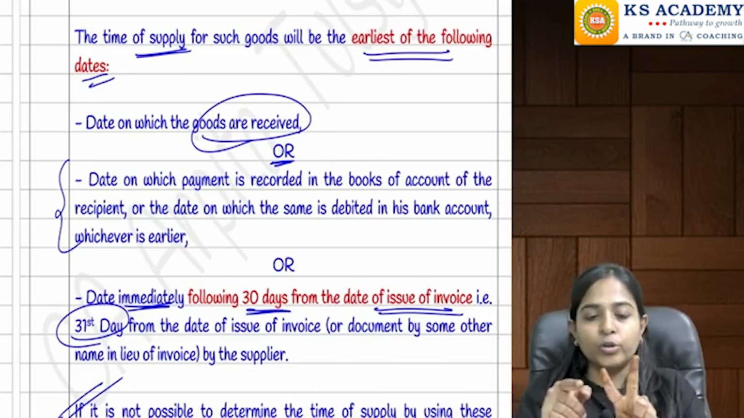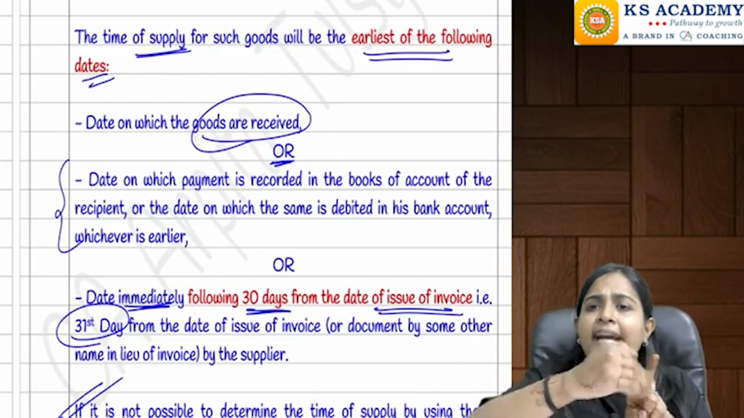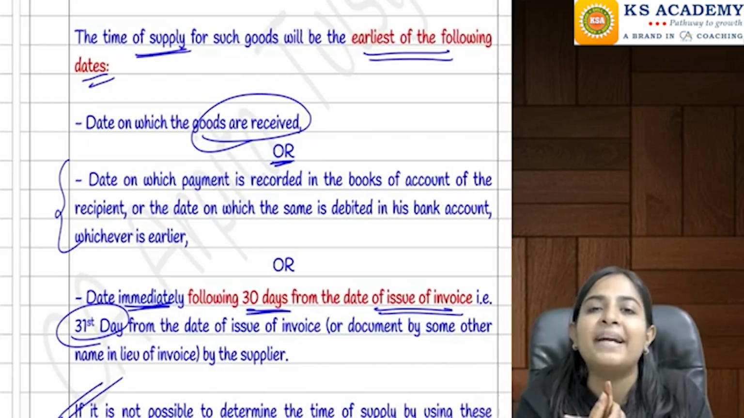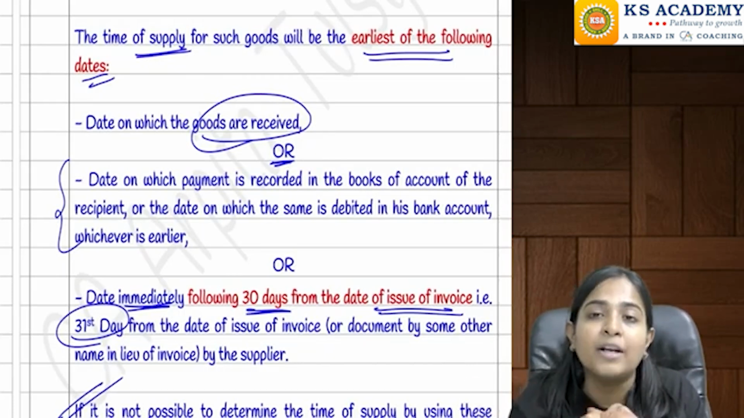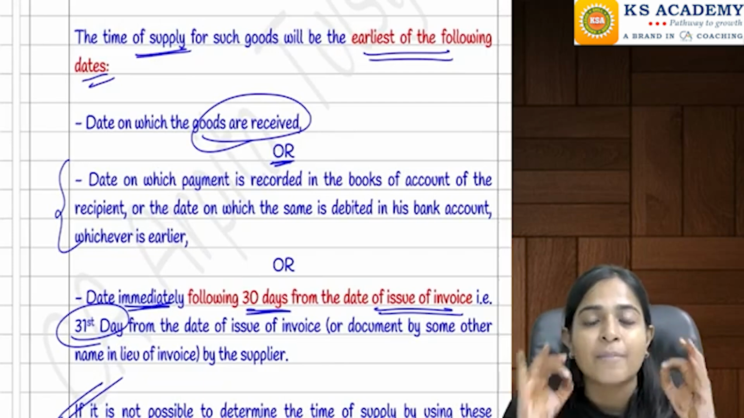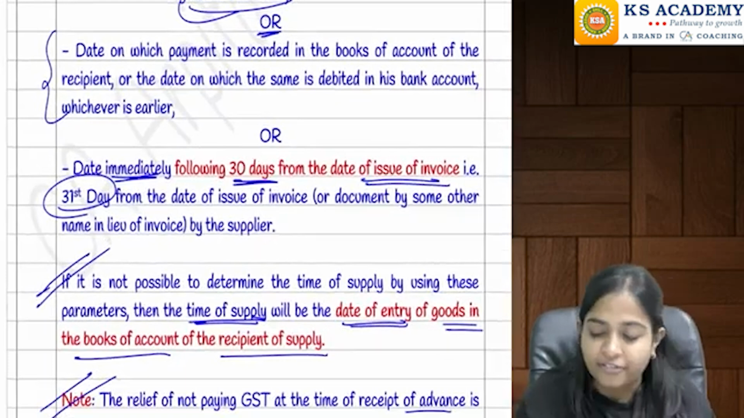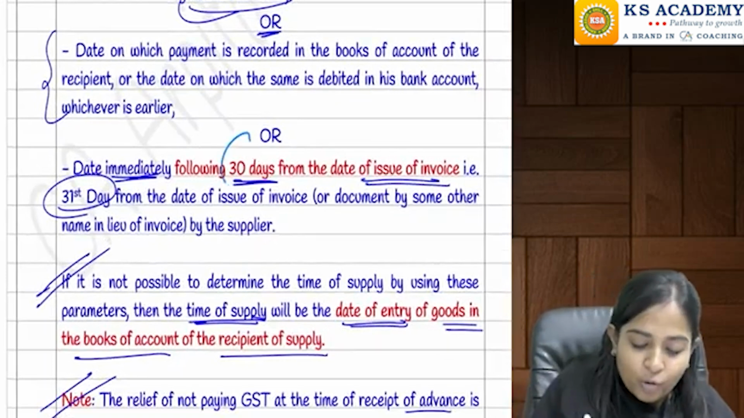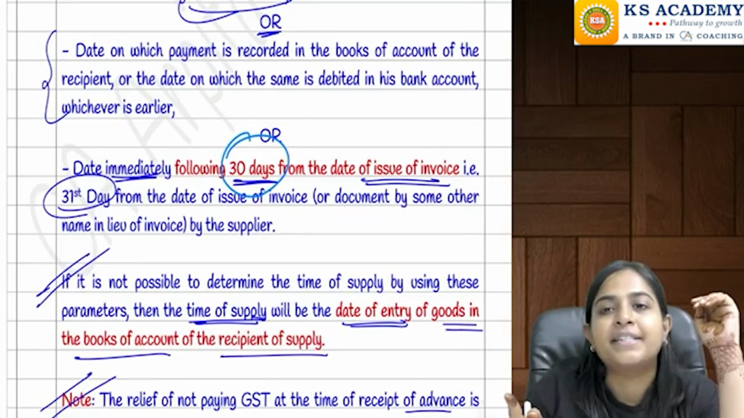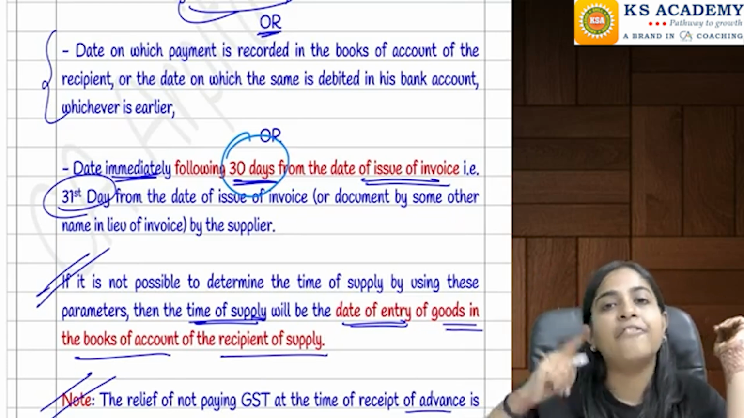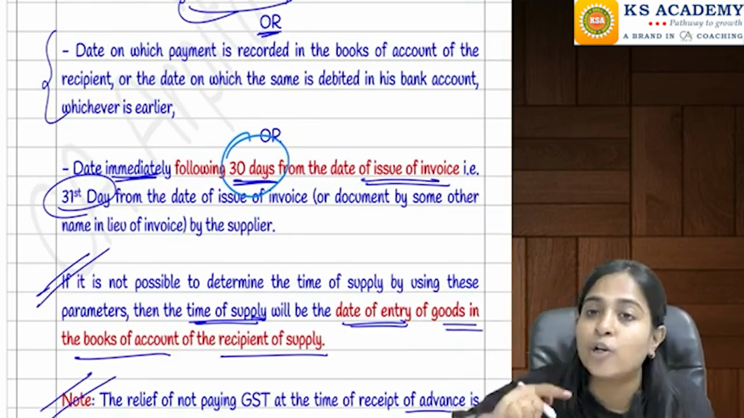So two things done. One is the date of receipt of goods. Next thing is the date of making the payment. Ma'am, what do you mean by date of making the payment? The date when the entry is passed in the books of the recipient, or the date when the amount is debited from his bank account, whichever is earlier. Or the third one is totally different: the date following 30 days. Date following 30 days is nothing but the 31st day. The 31st day from the date of issue of invoice.